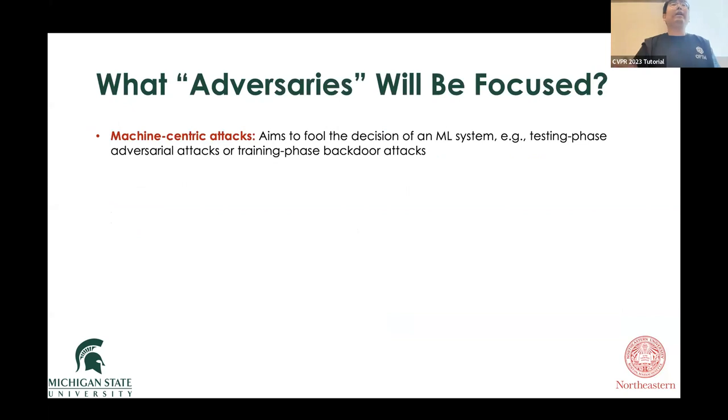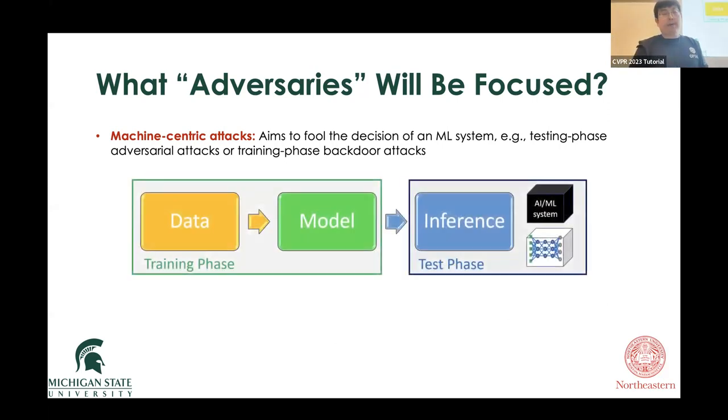Before diving into the RED techniques, let us first talk about which adversaries we will focus on in this tutorial. We generally divide the types of adversaries we will consider into two types. The first type is machine-centric attack. The attack instances are trying to fool the decision of a machine learning model, at the testing phase with prediction evasion, adversarial examples, or at the training phase with data poisoning or backdoor attacks. So they are all trying to fool machine learning models. You will see these pipelines later as well, but this basically includes all the machine-centric attacks we will consider in this talk. We have the training phase, where we collect the training data and train the model, and we deploy the model at the testing phase to make a decision.